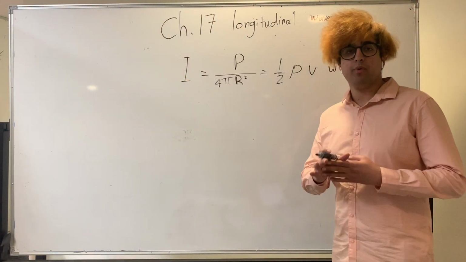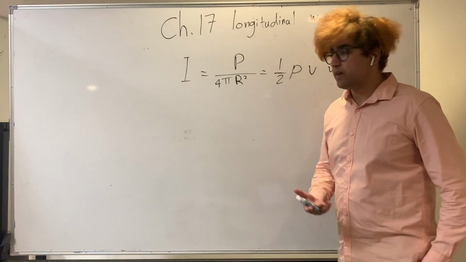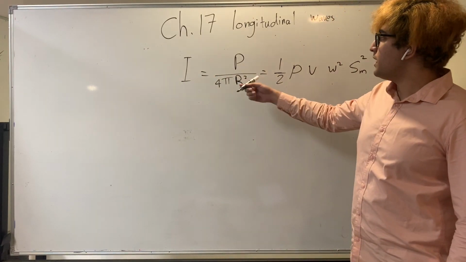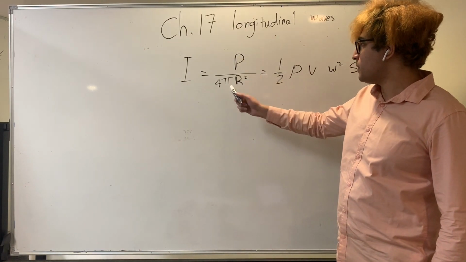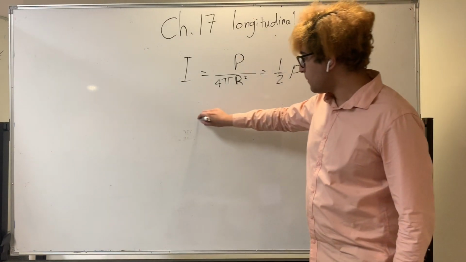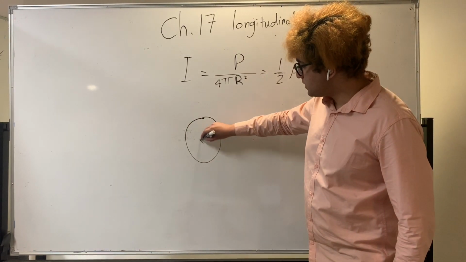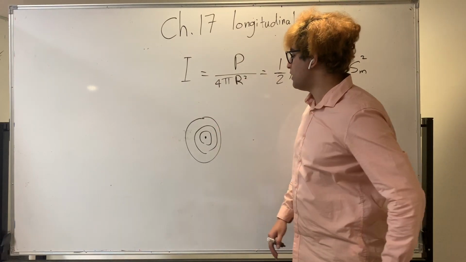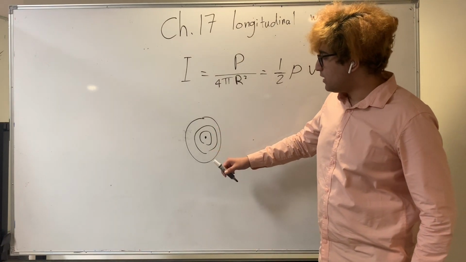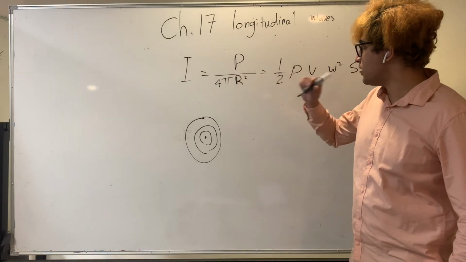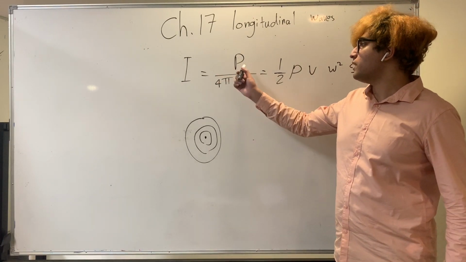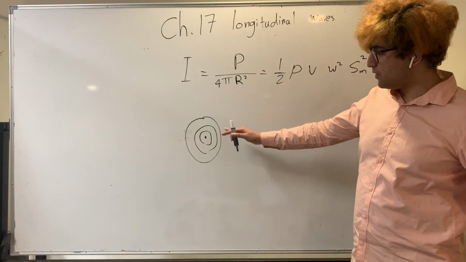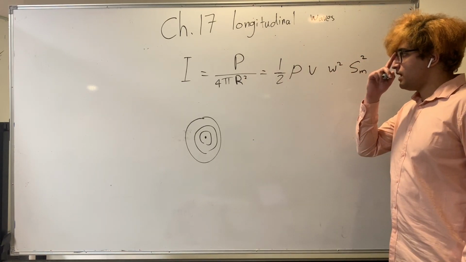Okay, so a very important concept in longitudinal waves is the intensity. Intensity is defined as the power over the surface area of the sphere. We know that when we have a sound wave traveling, it will be traveling in a spherical manner, as we have mentioned, and we know the area of a sphere is 4 pi r squared. So intensity is the ratio between power and this surface area.